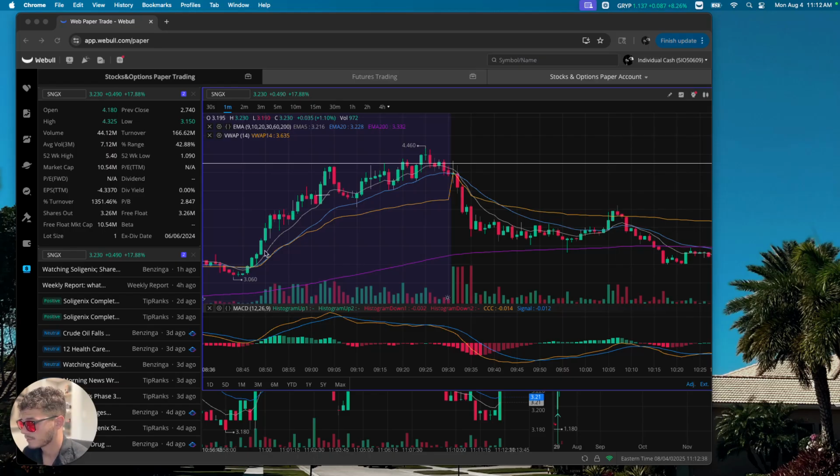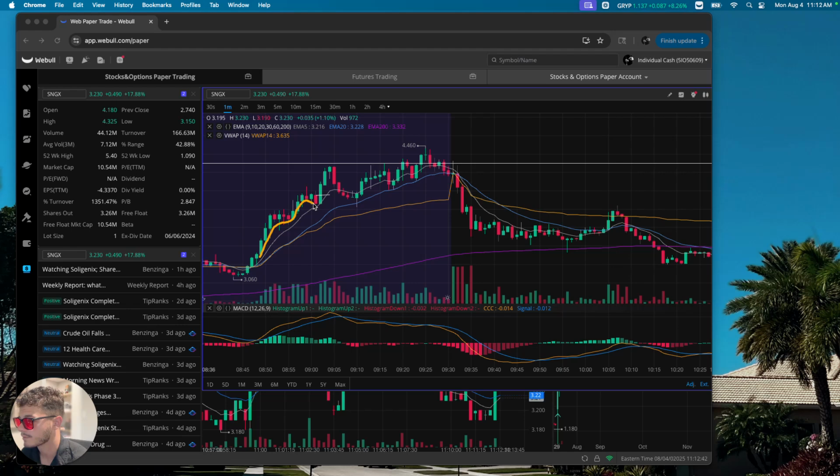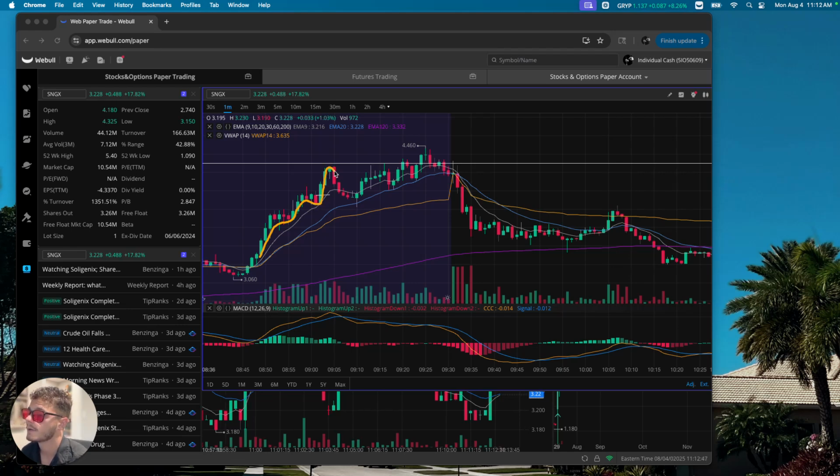Oftentimes, we'll see the 9 EMA as a testing point for these stocks. They'll come down, they'll test right here, it bases out, and it pushes higher. It pulls back, it breaks, you cut. You don't hold. Honestly, this candle, I cut in that candle.